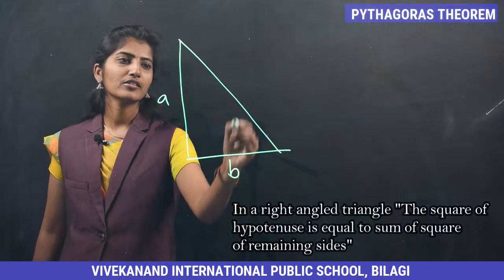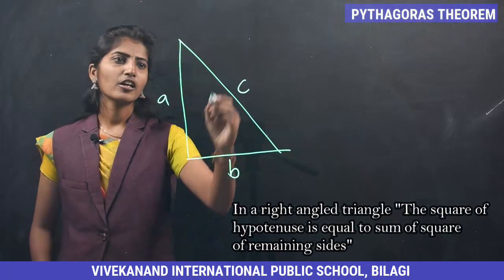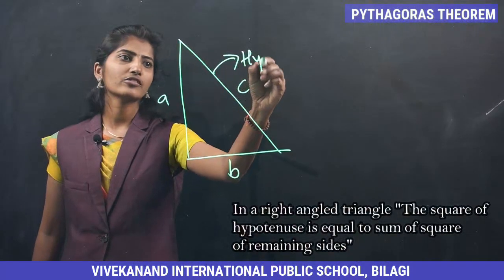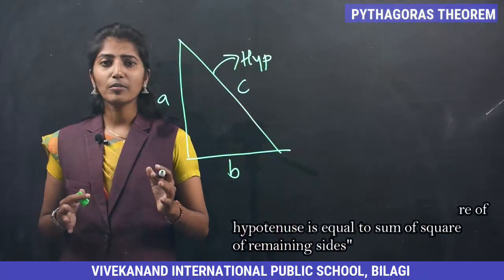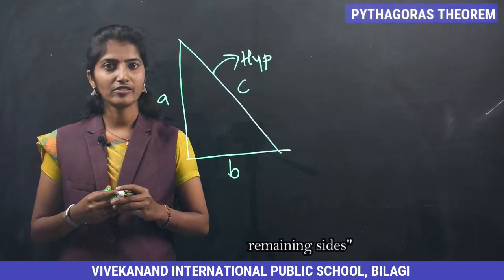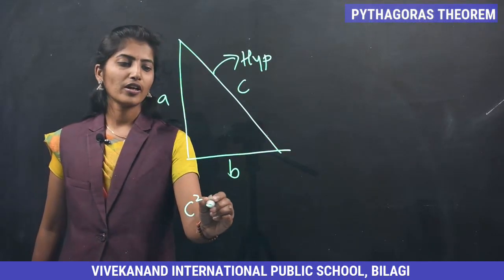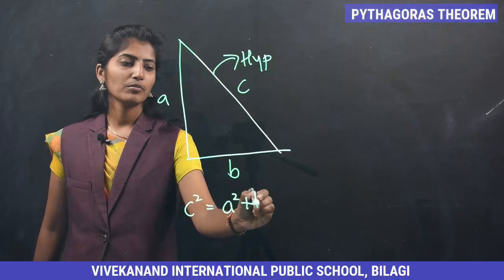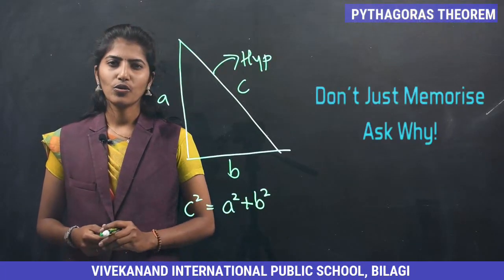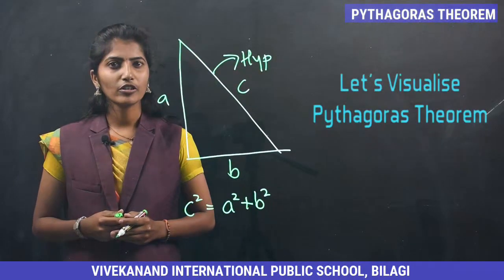According to Pythagoras, he stated that in any right angle triangle, if you consider the sides like A, B, C, the square of hypotenuse is always equal to the sum of squares of the remaining sides, as C square is equal to A square plus B square. So let us visualize your Pythagoras now.